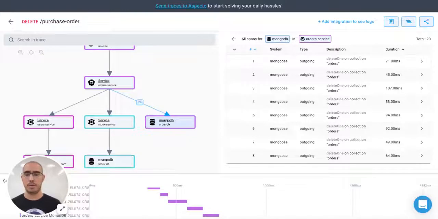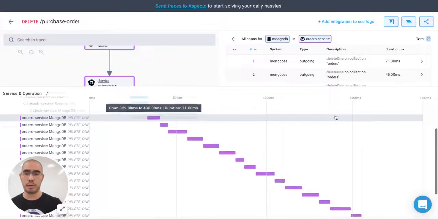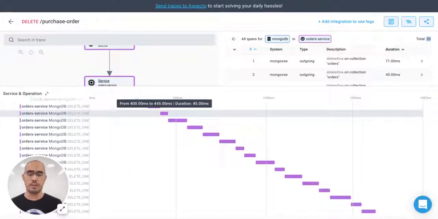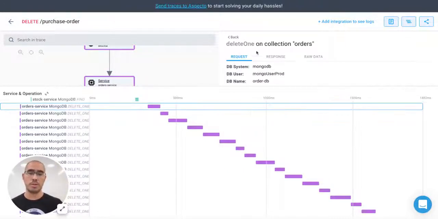Clicking on the database interaction, we can see that we have 20 of those, and each one takes roughly an okay amount of time. Looking at the timeline, we start to understand the problem. Each query is running in sequence and not in parallel. So if we were to fix this issue, we would probably run it in parallel or just use instead the delete one, delete many.